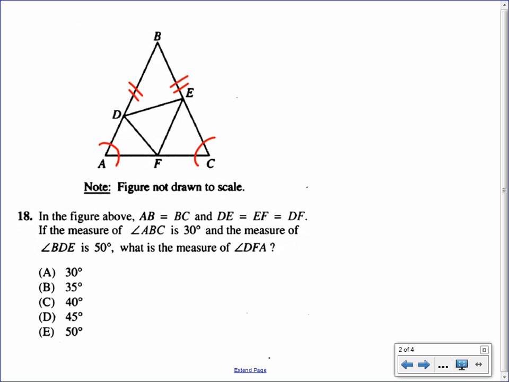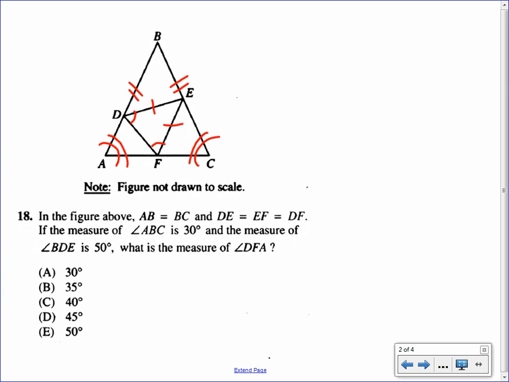So that tells us that this base angle and this other base angle are also congruent in the large triangle ABC. And then they also tell us DE equals EF. So that means you have another isosceles triangle there. Let's try to make these more obvious. Okay. So now we have another isosceles triangle within the larger isosceles triangle.